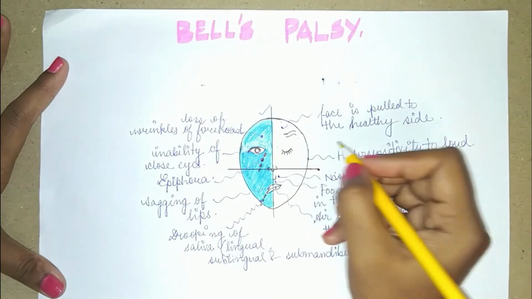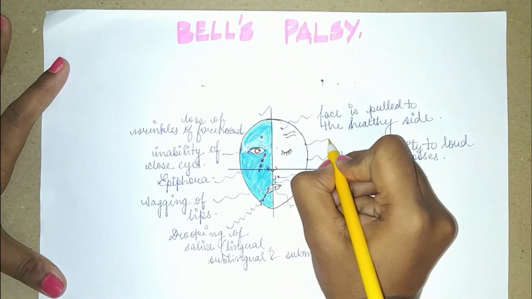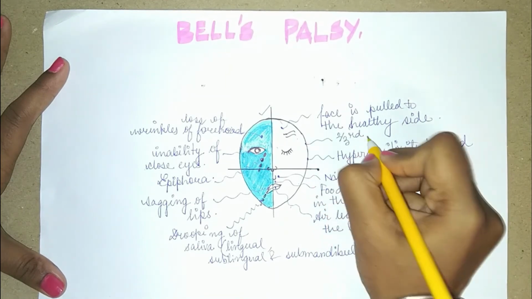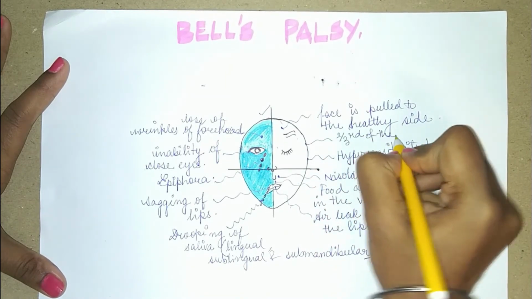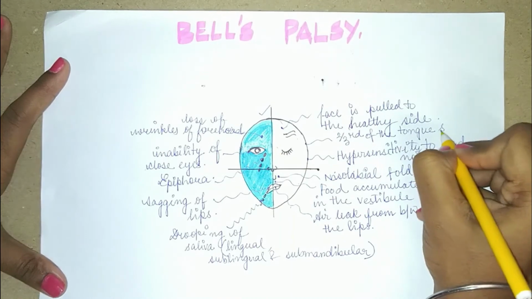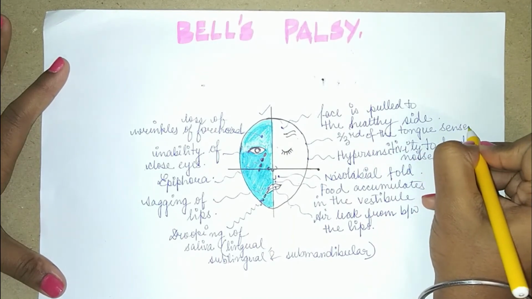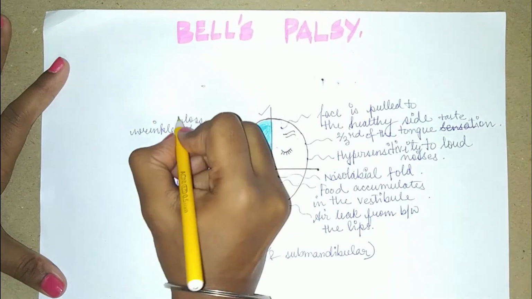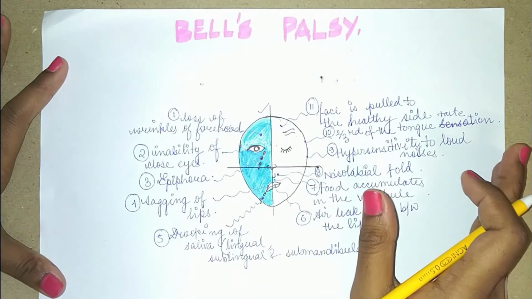And the last point is 2/3 of the tongue becomes senseless, that is, without taste sensation. These are the 11 points. With this we finally end this topic.